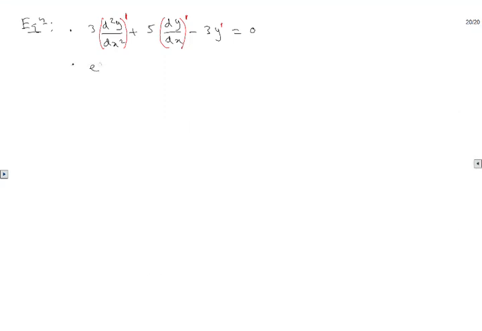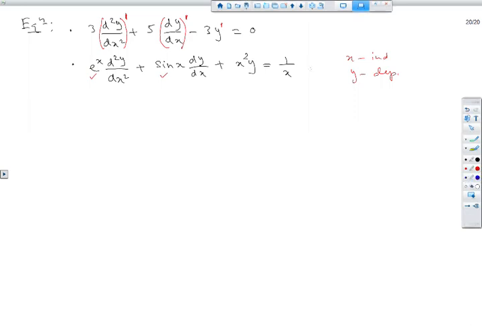How about this one? e to the x d squared y over dx squared plus sin x dy over dx plus x squared y equals 1 over x. We only worry about the dependent variable, not the independent variable. Since x is the independent variable, these terms are okay. The y is the dependent variable, so you can see that the power of y or its derivative is 1. That means this is a linear equation.